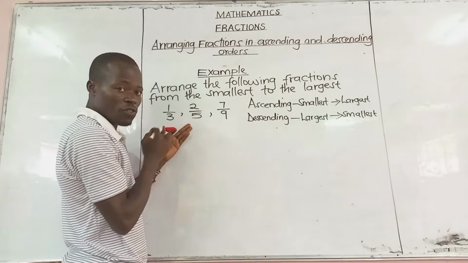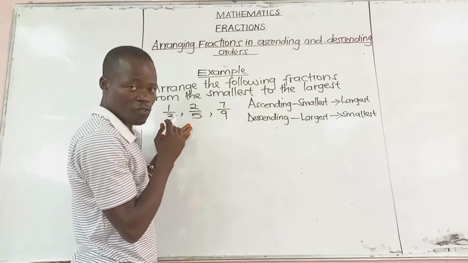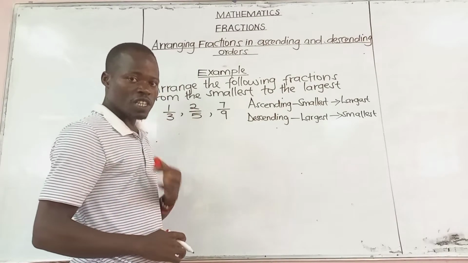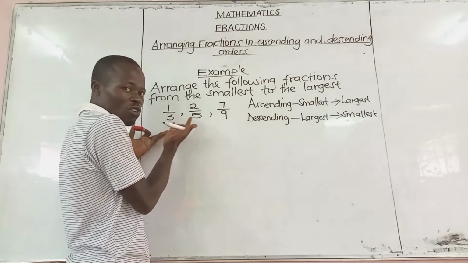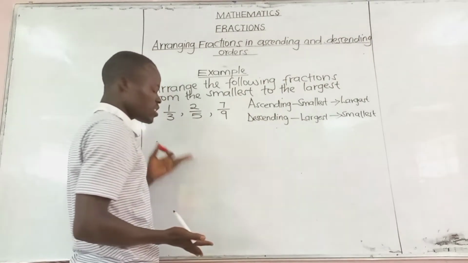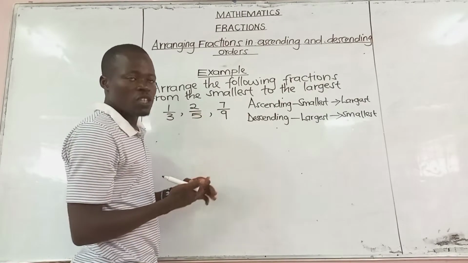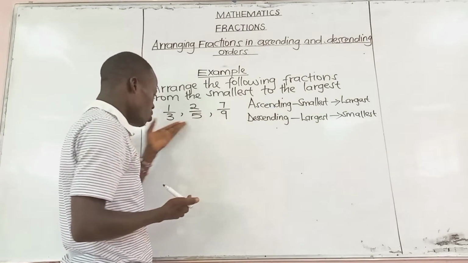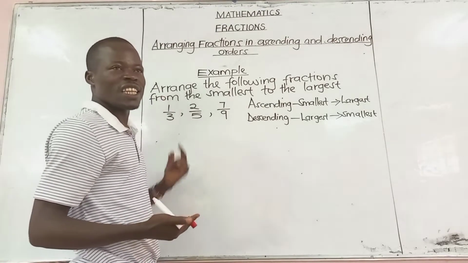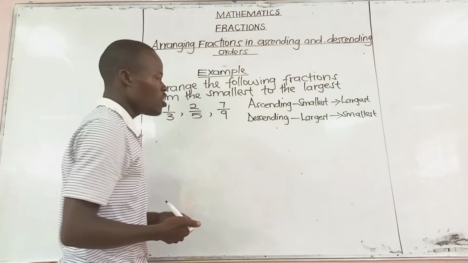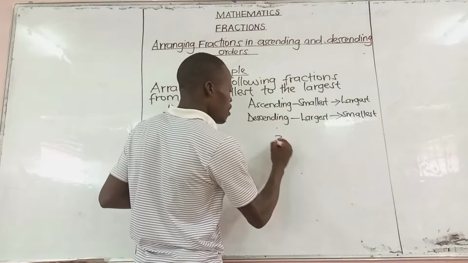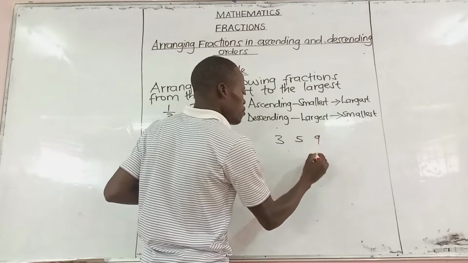So you identify the denominators in the fractions given. The denominators are simply the numbers at the lower side of each fraction. In this case, our denominators are 3, 5, and 9. So what we are going to do is use the denominators. We are simply going to get the LCM of the denominators, the LCM of 3, 5, and 9.